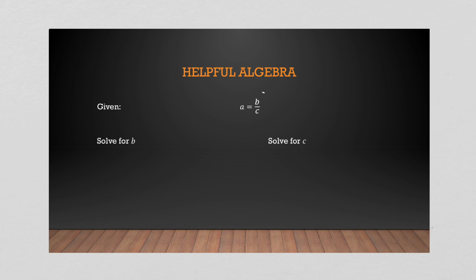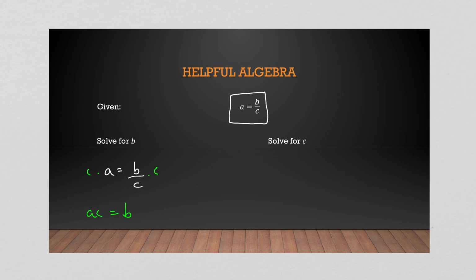So if this is your given proportion, A equals B over C, what if you want to solve for B? Well, that one's actually pretty easy, okay? How do you solve for B? Well, we just multiply C on both sides. That's nice, easy algebra. A times C equals B.